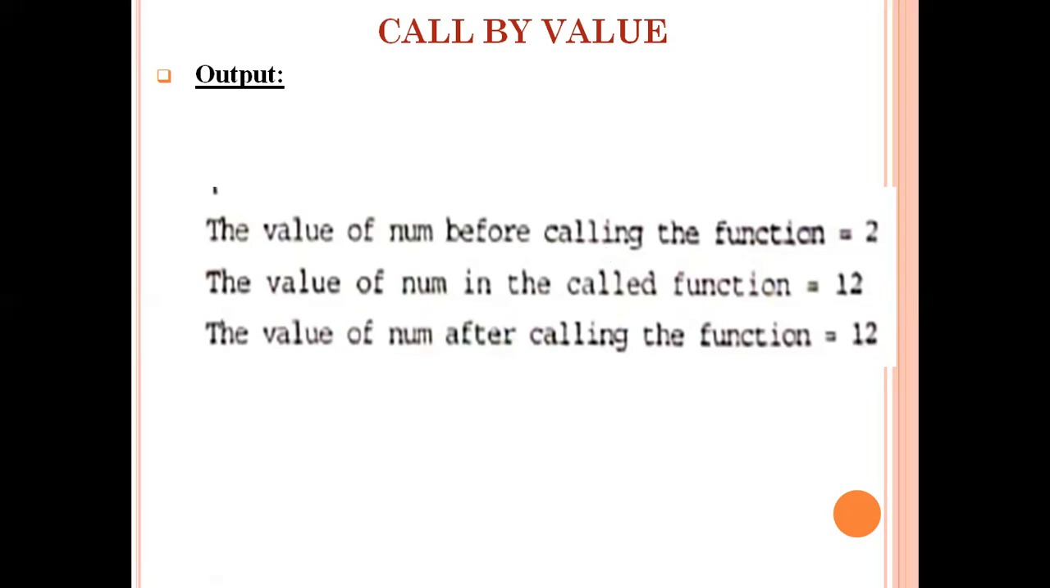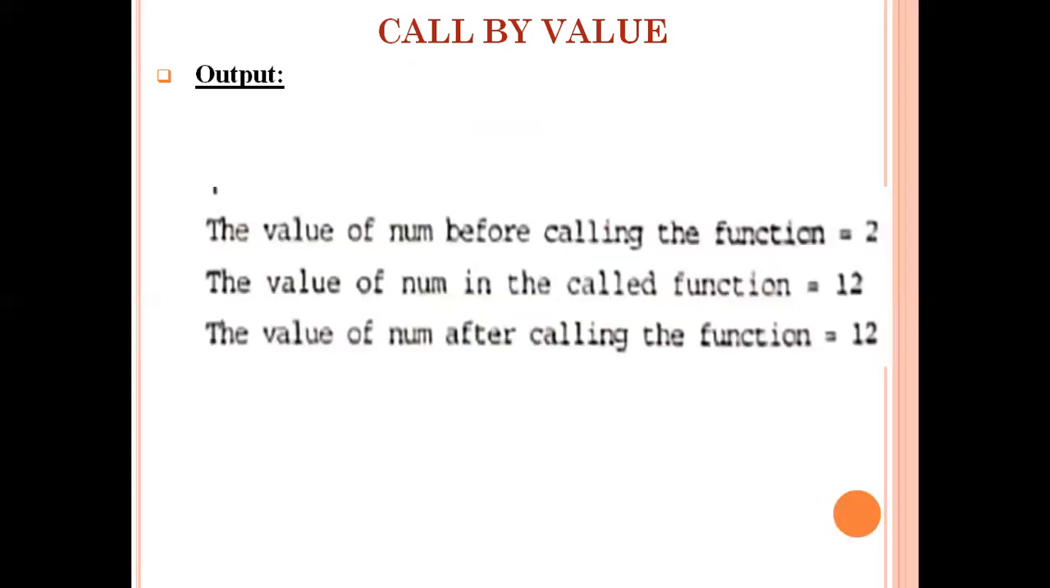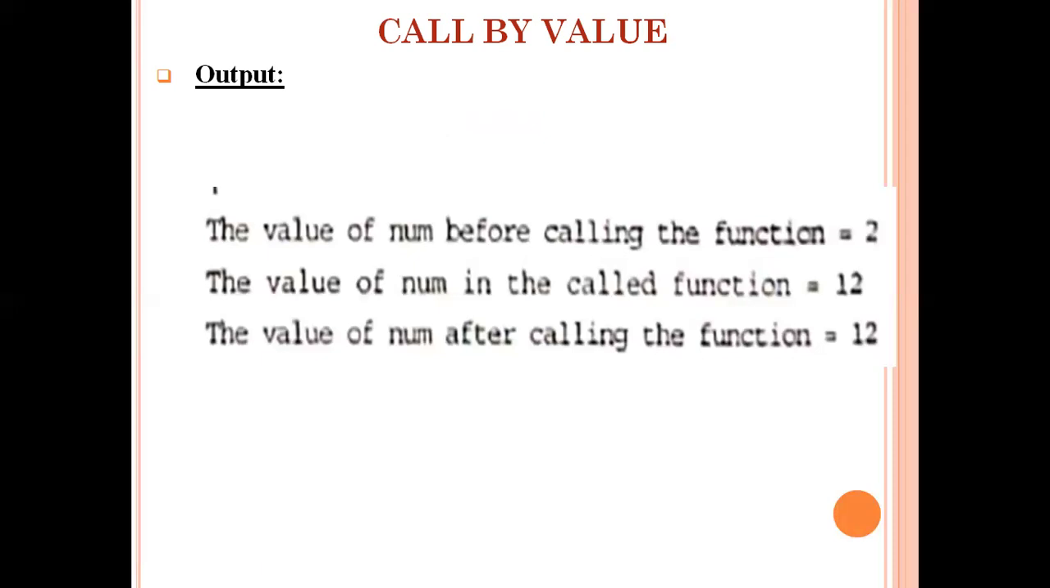Now I think you have understood the difference between these two programs. In the last one, we did not use any return statement, and in this program, we used a return statement. So this is the difference between these two programs. That's all about call by value. Call by value means the calling function directly passes the values of the variables to the called function.